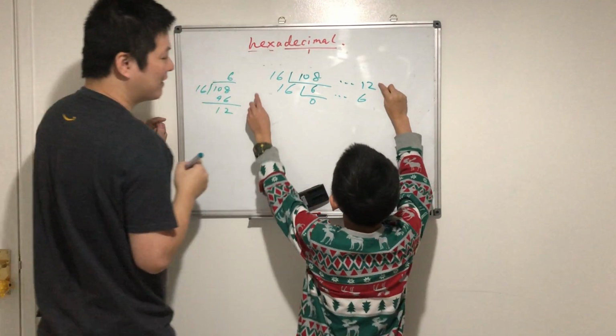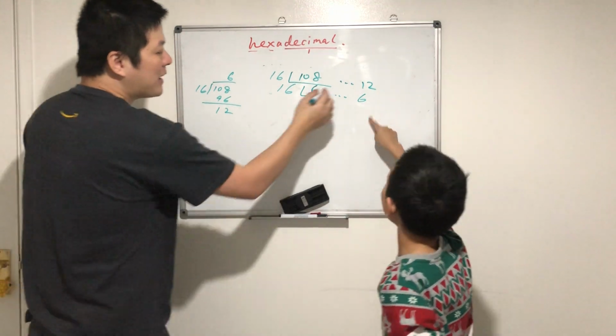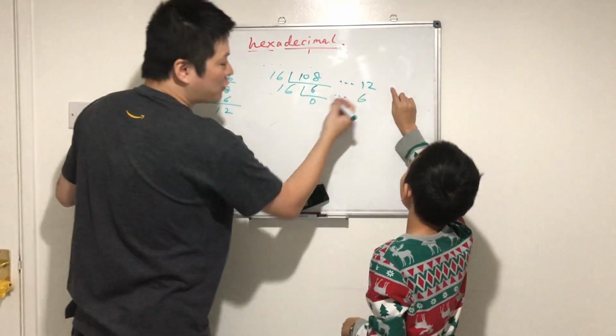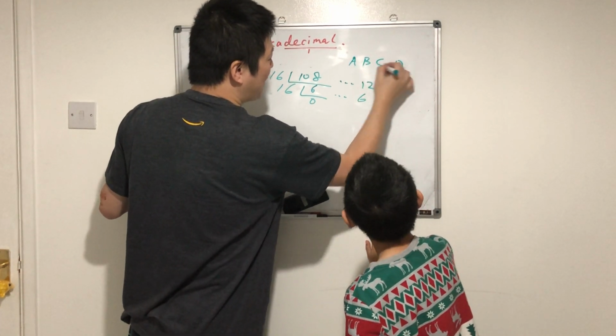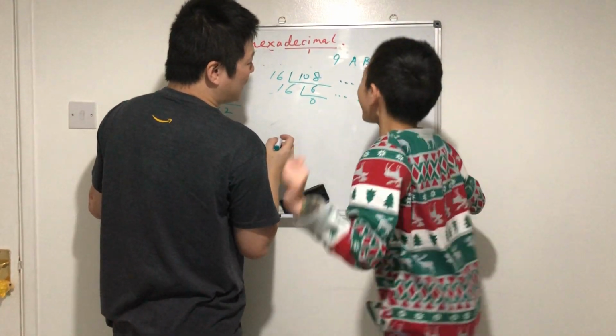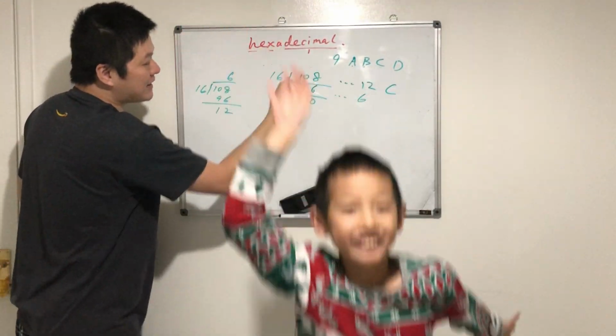So 6 and 12. What's 12 in hexadecimal? A, B, C. 10, 11, 12 is C. Okay, so this is 6C.